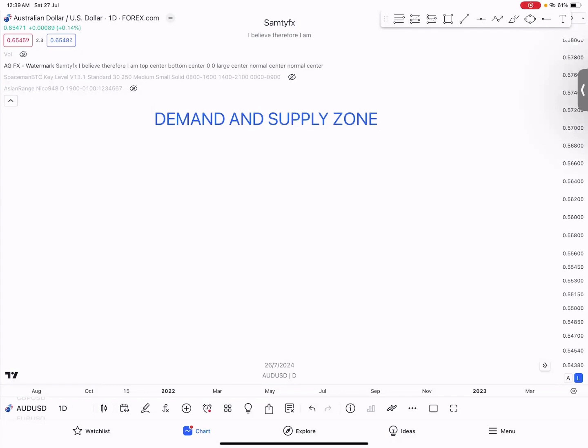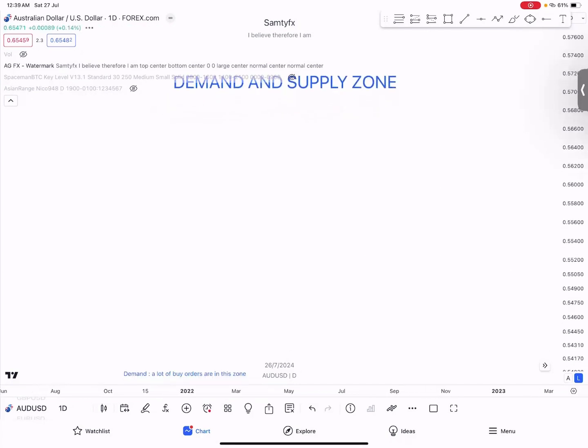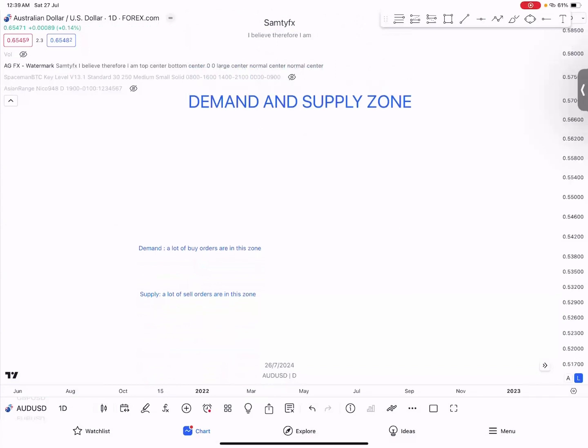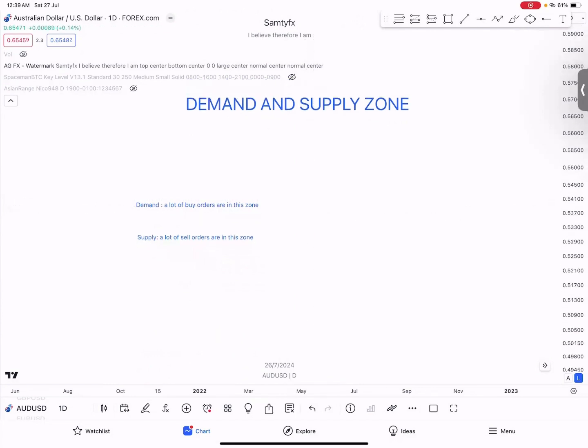So we are going to be treating demand and supply, and please follow me, because if you don't get these basics now, by the time we get to other parts of this demand and supply zone series, you are going to find it difficult. So you have to get it word by word, step by step. Now I am going to show you something very interesting. Demand: a lot of buy orders are in this zone, while for supply, a lot of sell orders are in this zone.